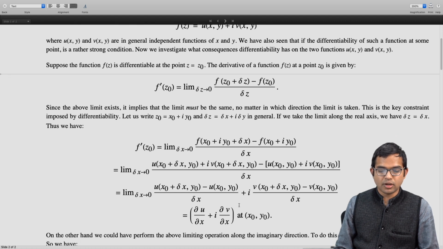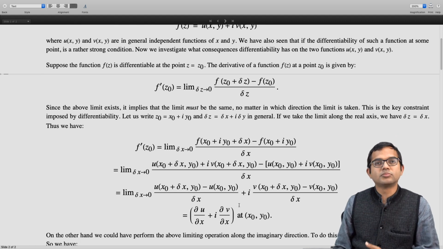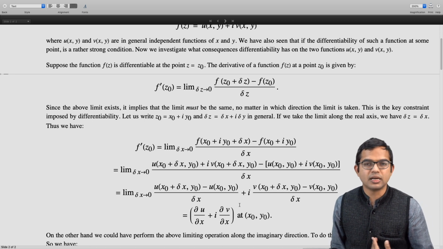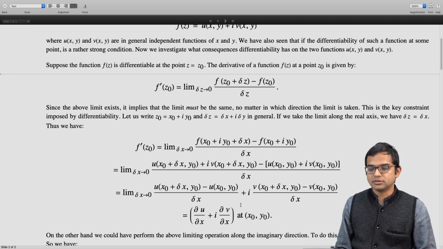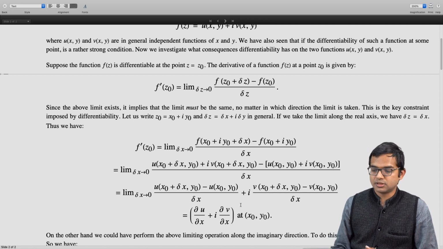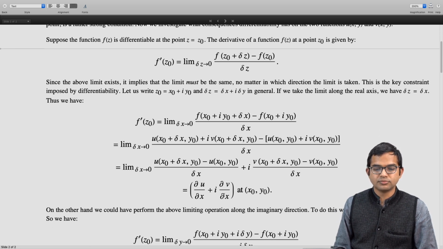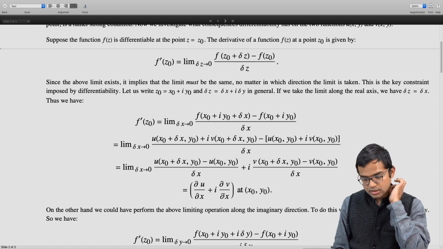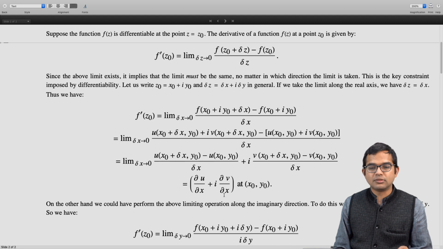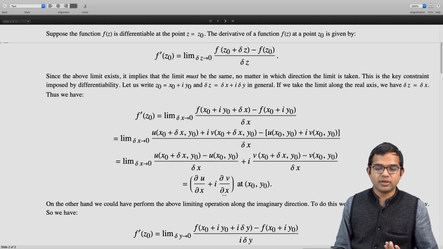Now let's see what would have happened if we had performed the same type of limiting operation but from a different direction. Let's take the y direction. Suppose we take delta z to be I times delta y. So there's no delta x, it's just purely I times delta y. So then we would have, invoking the same definition, f prime of z naught is equal to the limit delta y going to 0, right? It's I times delta y going to 0, which is the same as delta y going to 0.